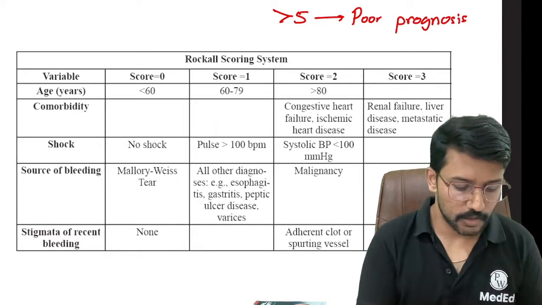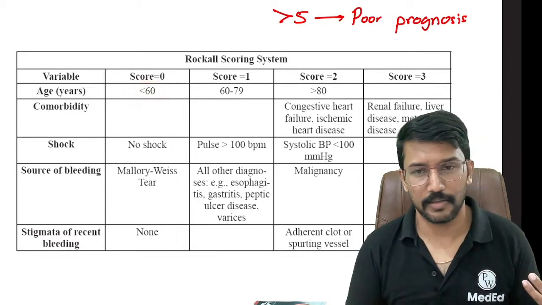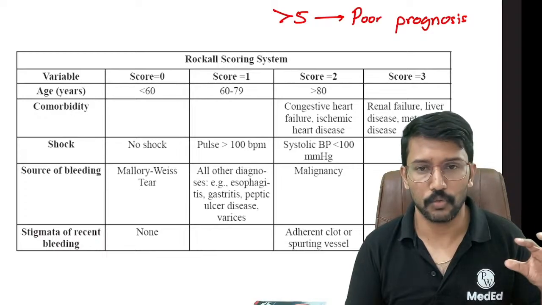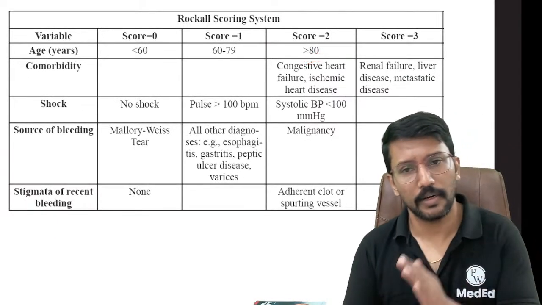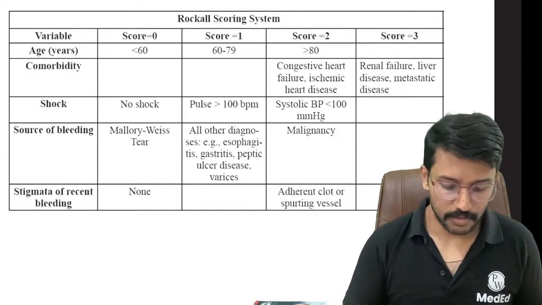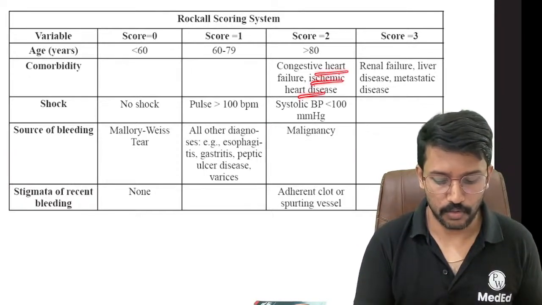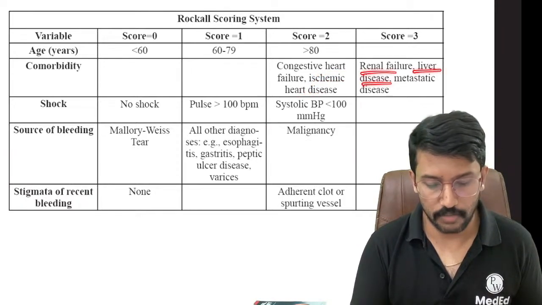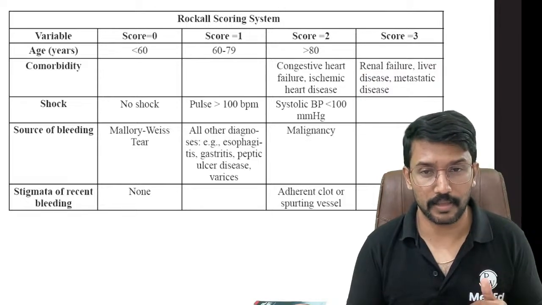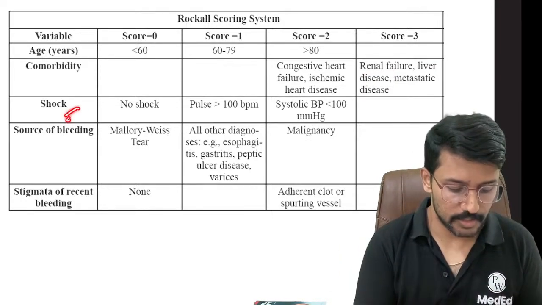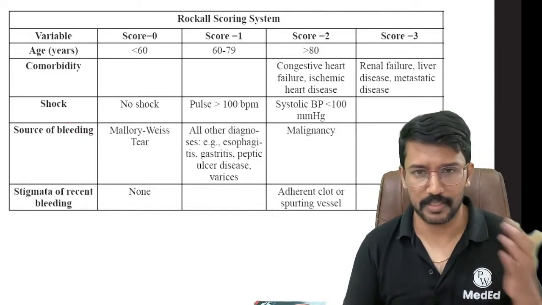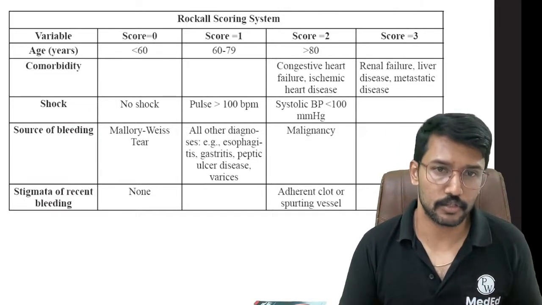If the age of the person is less than 60, obviously the chances of death are less, so the score will be 0, right? If the age is higher, we will give a higher score. Presence of certain comorbidities like congestive heart failure, ischemic heart disease, renal failure, liver disease increases the risk of death when they start bleeding, so we will give a higher score. If the patient is in a state of shock at the time of presentation, obviously the risk of death is higher, so we will give a higher score.